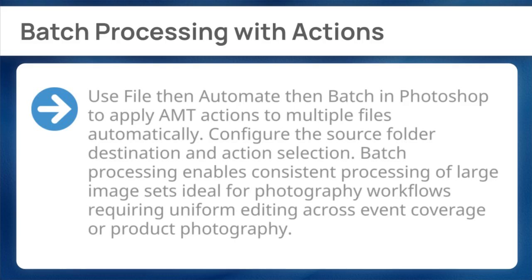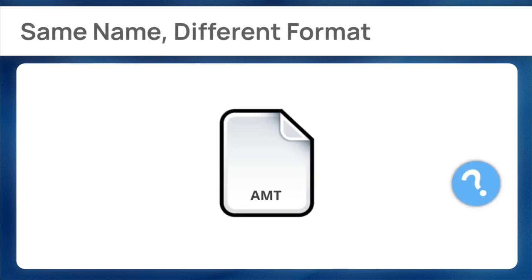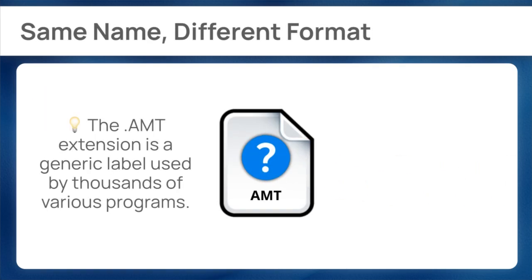Finally, batch processing with actions. Use File, then Automate, then Batch in Photoshop to apply AMT actions to multiple files automatically. Configure the source folder, destination, and action selection. Batch processing enables consistent processing of large image sets, ideal for photography workflows requiring uniform editing across event coverage or product photography.